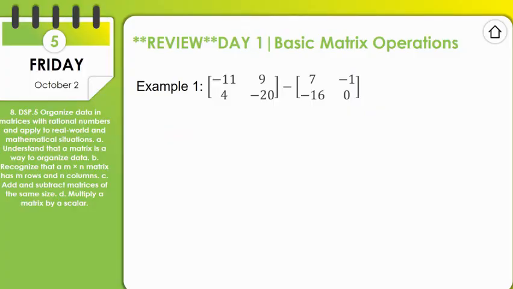So again, a review of addition and subtraction. We want to look at rows and columns. Identify the dimensions first. Rows, 1 row, 2 rows. Columns, 1, 2. So the dimensions, again, we identify rows by columns.